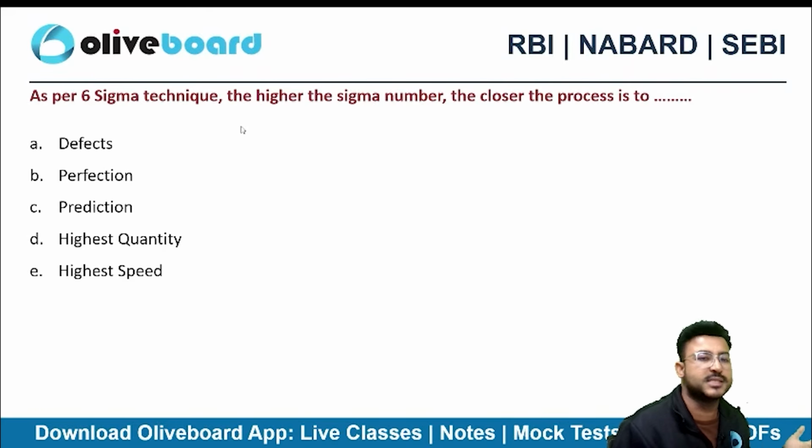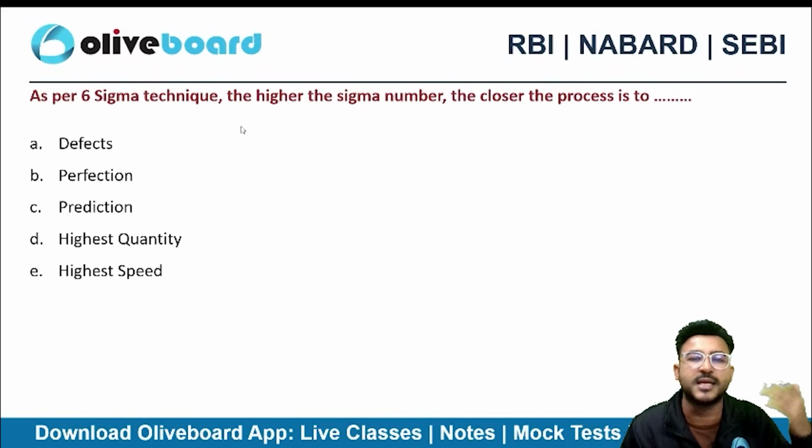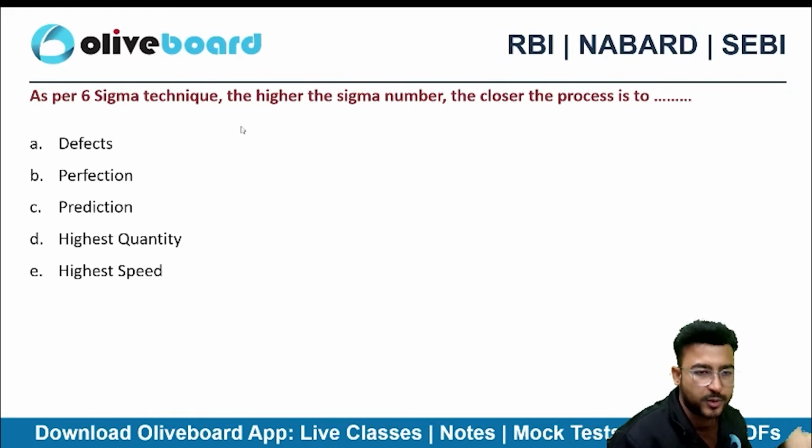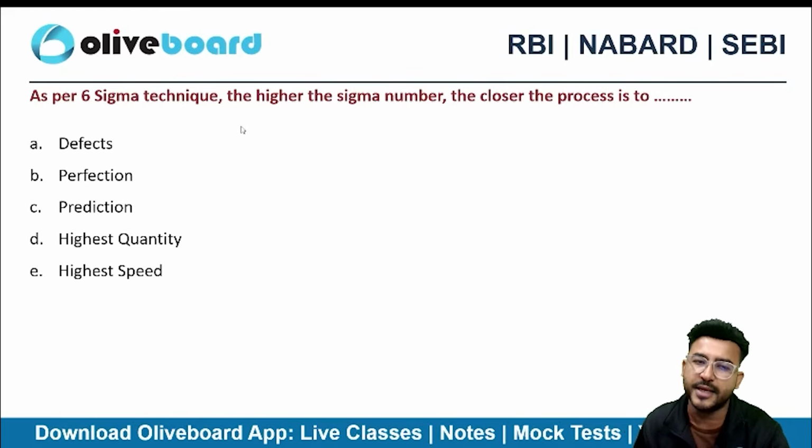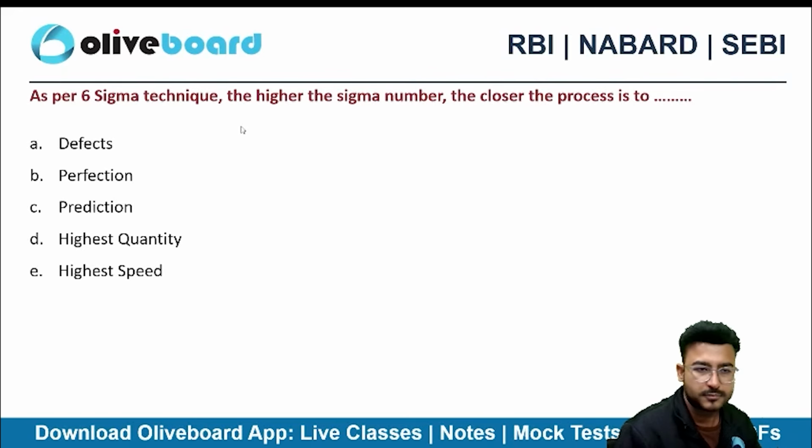Next one, as per the Six Sigma technique. As per the Six Sigma technique, the higher sigma number means what? The closer is the process to defects, perfection, prediction, highest quality, highest speed. Higher the Six Sigma number. That's a very simple one.